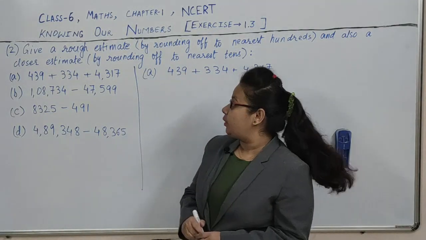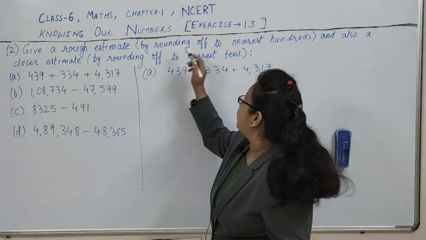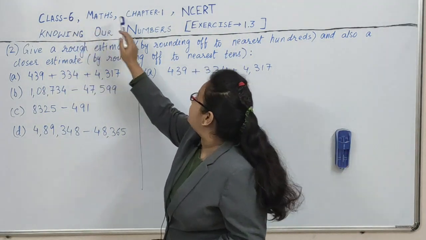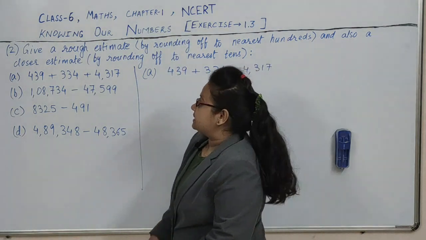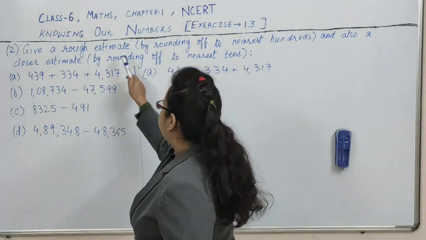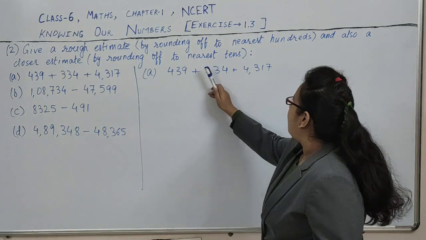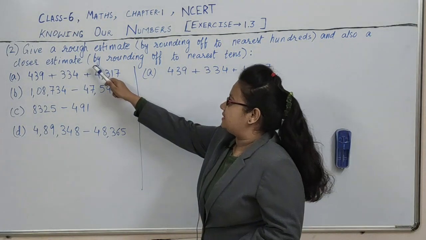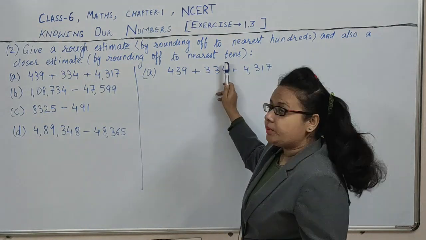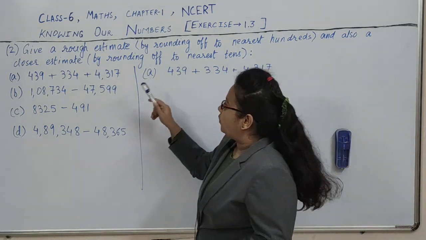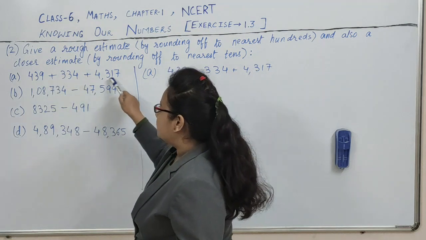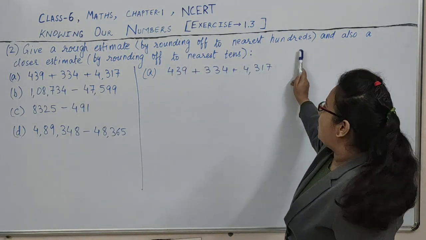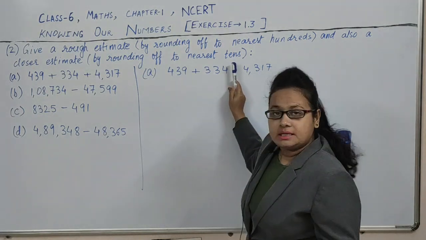In today's class we will do question number 2 from exercise 1.3 of the first chapter, Knowing Our Numbers, from the 6th class Maths NCERT book. Now let us read the question. Give a rough estimate by rounding off to the nearest hundreds and also a closer estimate by rounding off to the nearest tens. So we have to estimate these sums to the nearest hundreds and also to the nearest tens.